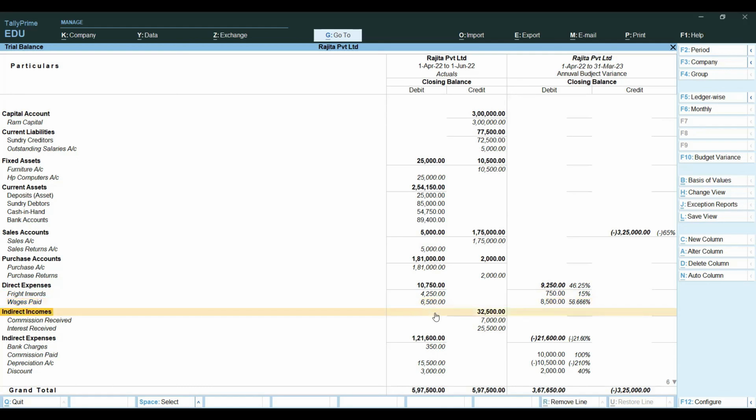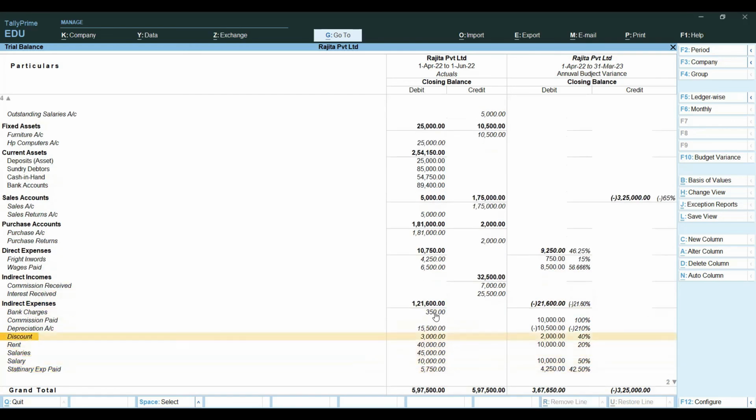Indirect incomes we did not estimate, so it is not showing. Next, indirect expenses: 1,21,600 it is showing. We estimated some amount, but our total indirect expenses are 1,21,600. We estimated only 1 lakh. Here an extra 21,600 is going on. Yes, an extra 21,600 is going on.